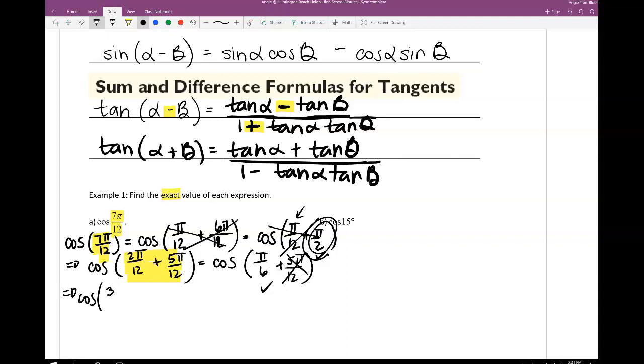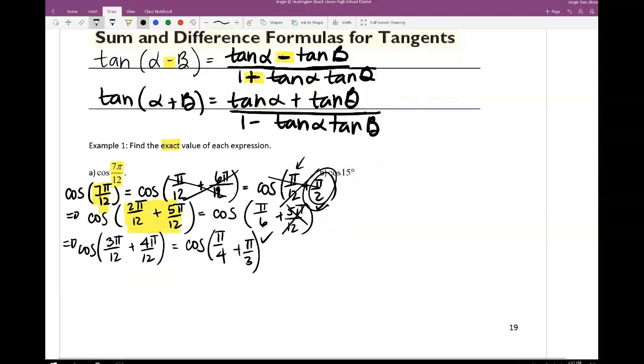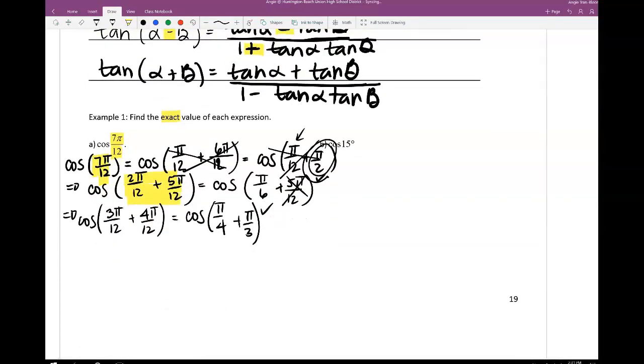Cosine of 3 pi over 12 plus 4 pi over 12. Well, let's reduce. 3 pi over 12 is really pi over 4, plus 4 pi over 12, that's really pi over 3. Whoa, I know both angles, okay? So now what you need to do is use the sum and difference formula for cosine. This is your alpha and this is your beta.